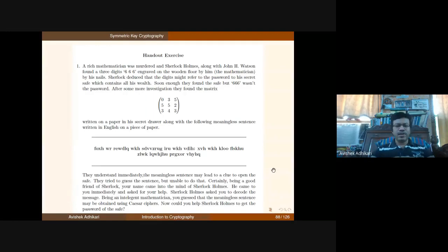Whatever hints I am giving you, suppose you are a very intelligent mathematician, just by looking at it you could understand that this could be a cipher text obtained using Caesar cipher. And since I have dealt with matrices only in the case of Hill cipher, you understood that this may be something linked with Hill cipher. Now with all these hints, and being an intelligent mathematician, can you decode what could be the password of the safe?